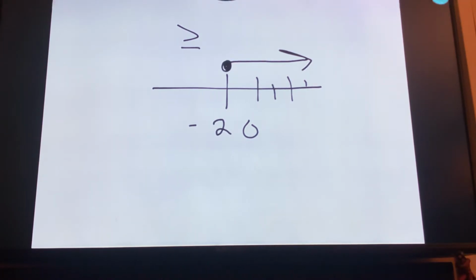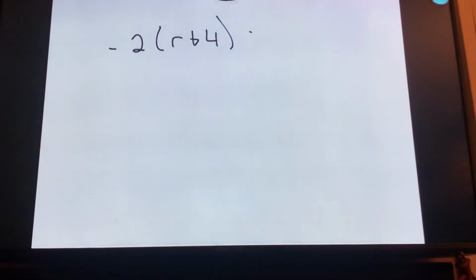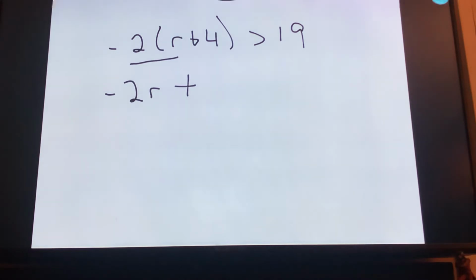Okay. Let's move on to example 3. It says we have negative 2r plus 4 greater than 19. So my question is, what's our first step we're going to do here? Nothing has changed minus the inequality sign. We're still going to do distribution. So if I rewrite that, that gives me negative 2r plus 2 times 4, that's negative 8, and 19. Well, guess what?